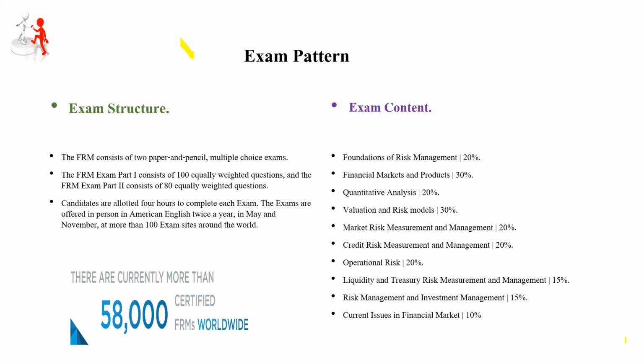Now we'll see the exam pattern. Let's move on to the exam structure. The FRM consists of multiple choice questions. It has two parts. Part 1 consists of 100 equally weighted questions and part 2 consists of 80 equally weighted questions. Candidates are allotted 4 hours to complete each exam, and the exams are offered in person in American English twice a year, in May and November, at more than 100 exam sites around the world.